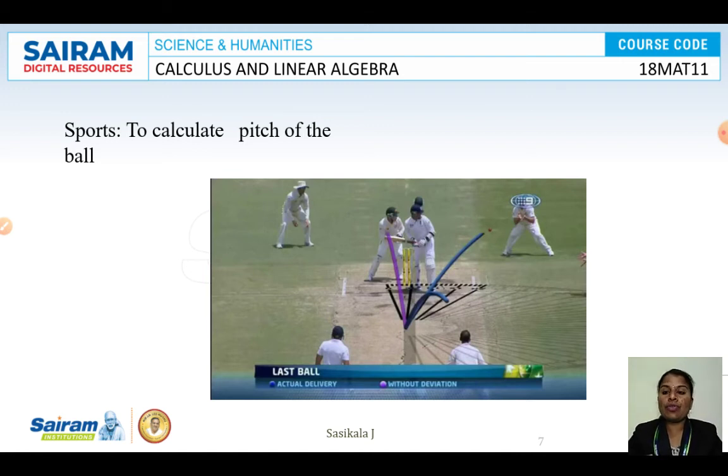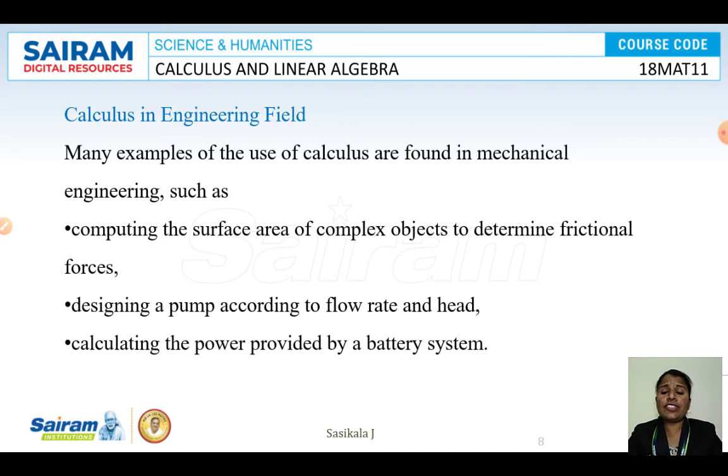So easily you can calculate calculus in the engineering field. Many examples of the uses of calculus are found in mechanical engineering, such as computing the surface area of complex objects, determining the frictional forces, designing a pump according to the flow rate and head, and calculating the power provided by a battery system. So differential calculus plays the major role in the engineering field when it comes to hardware, like in mechanical engineering, for example. Just these three simple examples have been mentioned.